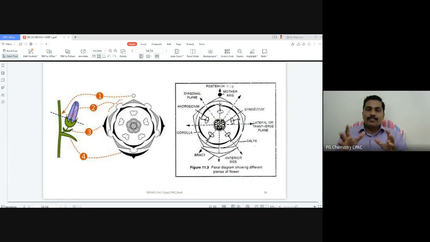Otherwise you will find so many confusions, because every flower has a calyx, corolla, and some gynecium, pedicel, all those things. The arrangement of the flower or arrangement of the floral parts is the matter. Okay, so that has to be studied very properly. Then only the confusions will not come.